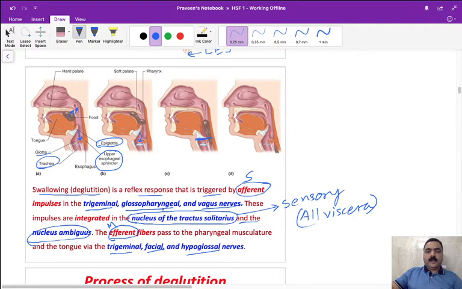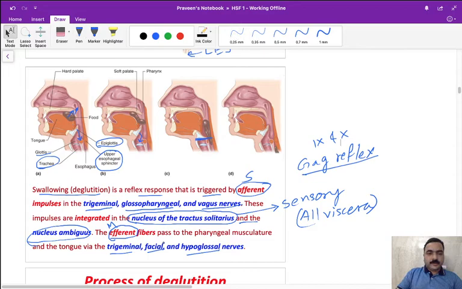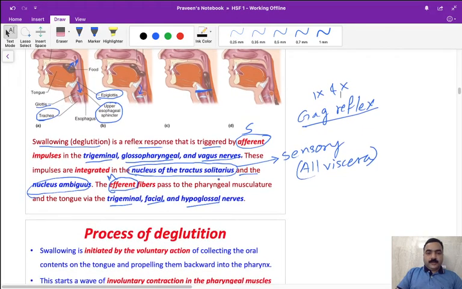Maybe in your clinical skills you will study about the gag reflex. Remember about the gag reflex when you study that. The 9th and the 10th cranial nerves are involved over there. That will initiate the reverse peristalsis in the gag reflex. When you stimulate the pharyngeal region, things can get reversed. So that's about the deglutition process.